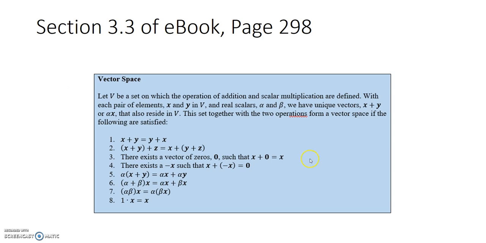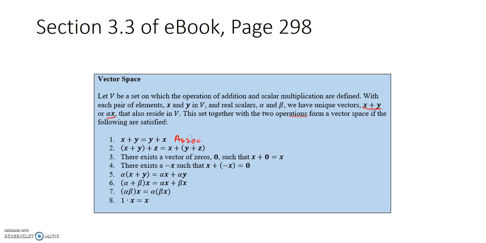So in general, in mathematics, a vector space is a set V on which the operation of addition and scalar multiplication are defined, with each pair of elements x and y inside of V, and real scalars alpha and beta. We have unique vectors x plus y, or alpha x, that also reside in V. So that right there is just our 2 properties that we've been verifying. Those are the 2 most important properties. This set, together with the 2 operations, form a vector space if the following are satisfied. These are all properties that we are familiar with.